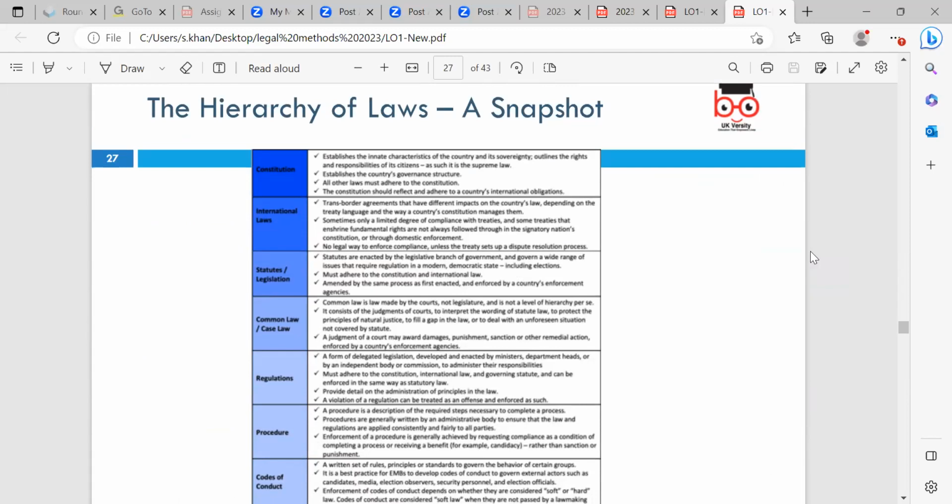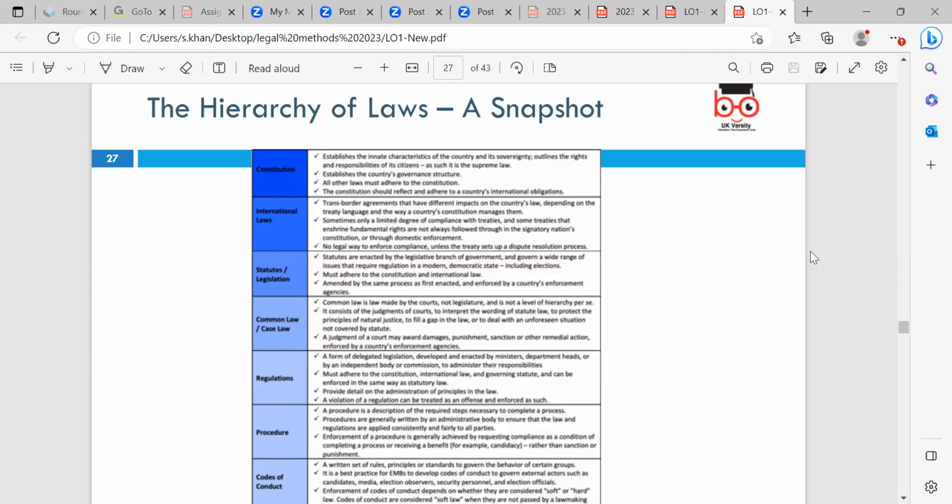establishes the innate characteristics of the country and its sovereignty, outlines the rights and responsibilities of its citizens. As such, it is supreme law. It establishes the country's governance structure, and all other laws must adhere to the Constitution. The Constitution should reflect and adhere to the country's international obligations. So we must follow what the country wants us to do, the rights and responsibilities as citizens.